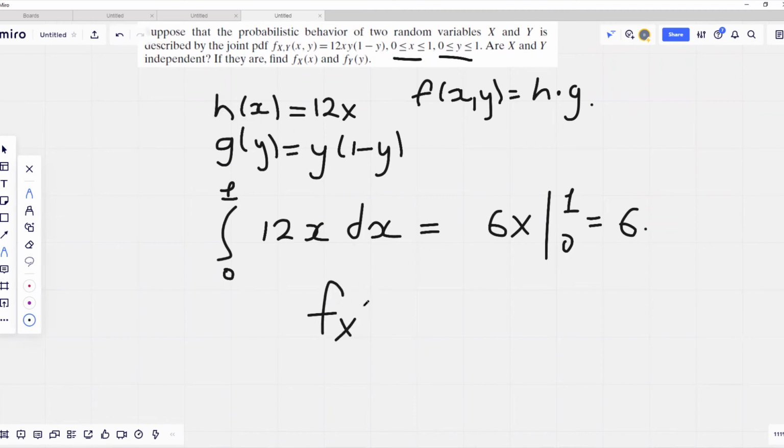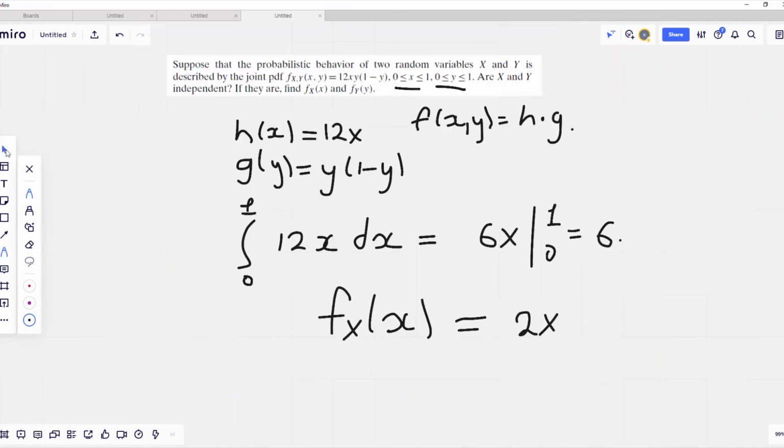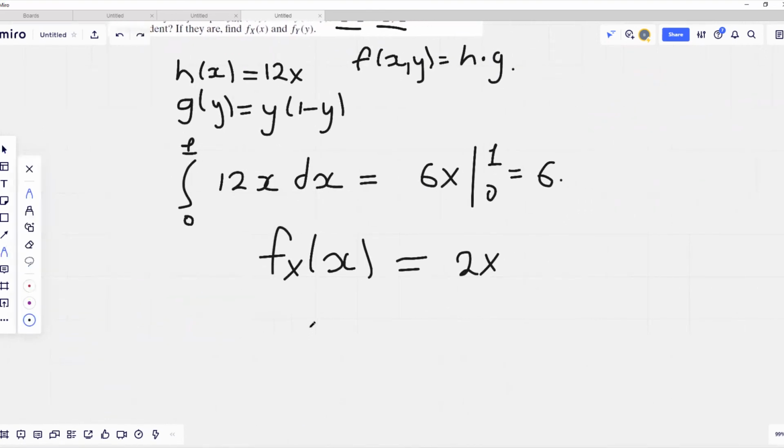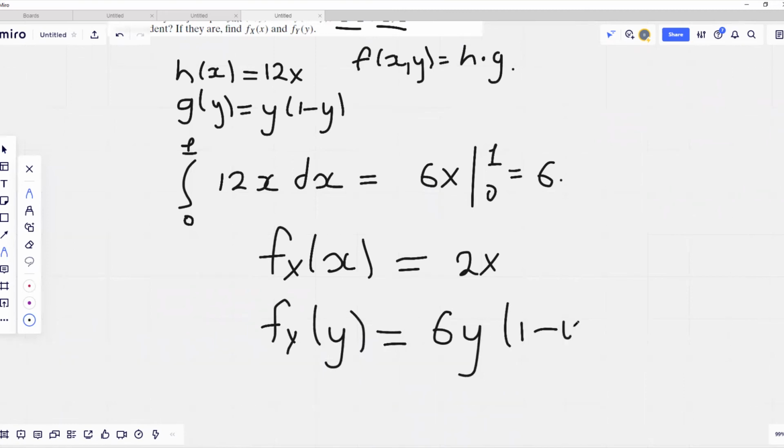So the marginal PDF of x is then given as 2x. And then we have to multiply g of y by, if our k is equal to 1/6, then we have to multiply g of y by 1/k. So the marginal PDF of y is then given as 6y(1 minus y).